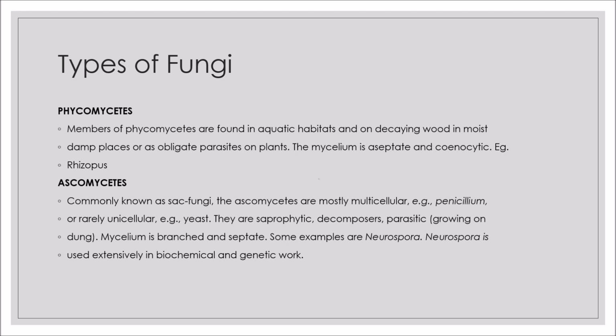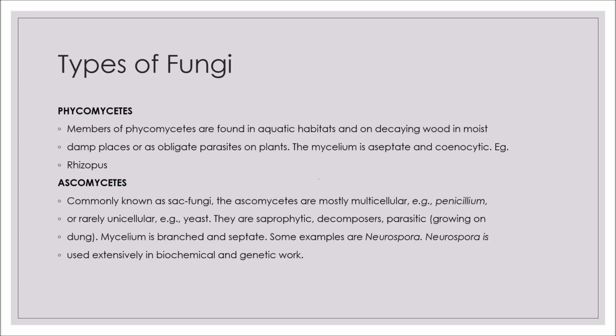They grow on dung, that is the excretory waste of the cow or buffalo. And the mycelium is branched and septate. So they have separation, called septa, and it is branched. Example, Neurospora. Neurospora is mostly used in biochemical and genetic research. So for all these purposes, Neurospora is used.